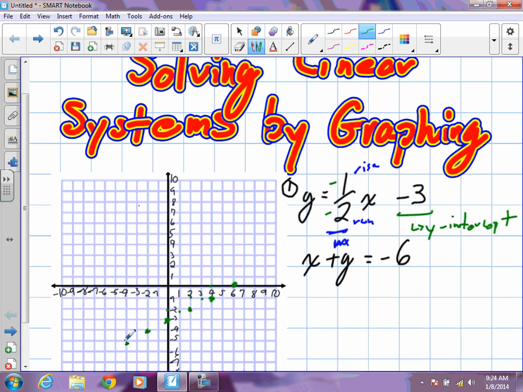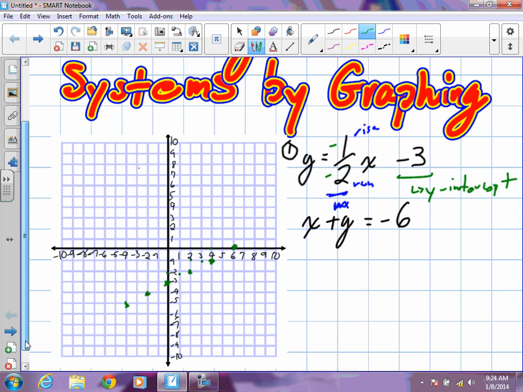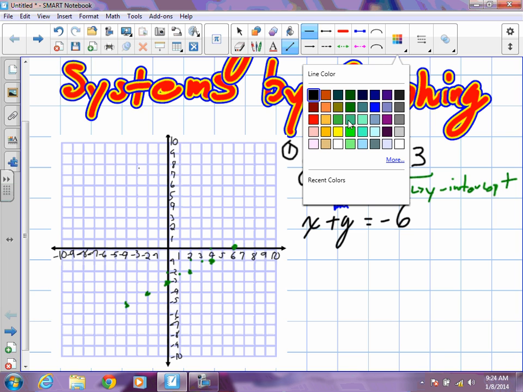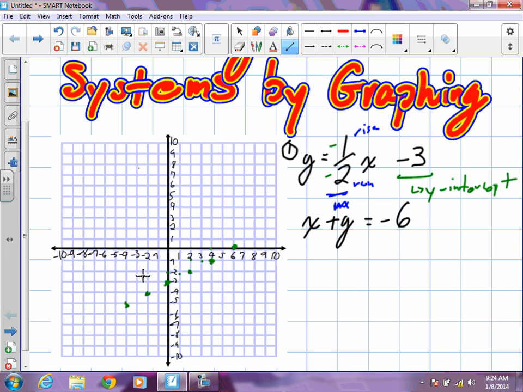So we could just extend this line. Okay, I'll put this line in green. So if we were to extend this line, it should go from about here, about like that. Let's go down this way. Okay, so here's our line. There's our first equation. We'll call that line number 1. Now, line number 2, I guess we'll do it in red, is here.